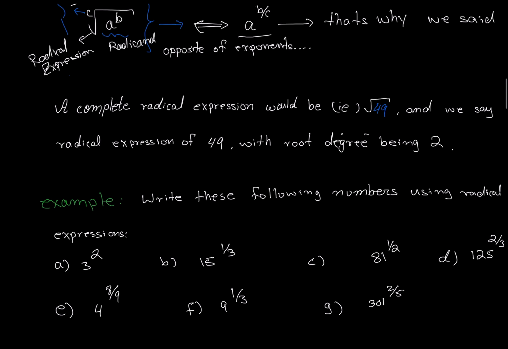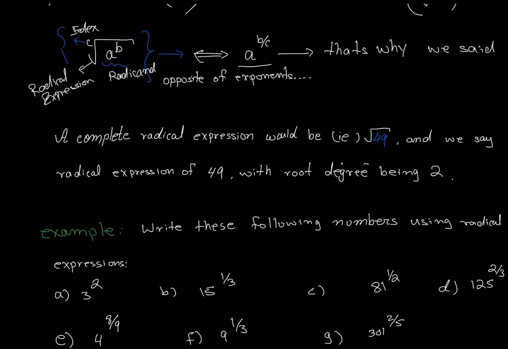Okay, so a complete radical expression would be, for example, 49 under the radical, and we say radical expression of 49 with root degree of 2. The index is our degree, or degree of root. So that will be your complete radical expression. We don't write the square root with degree 2 because the default setting for the degree is 2. If there is no index, the index is always 2.